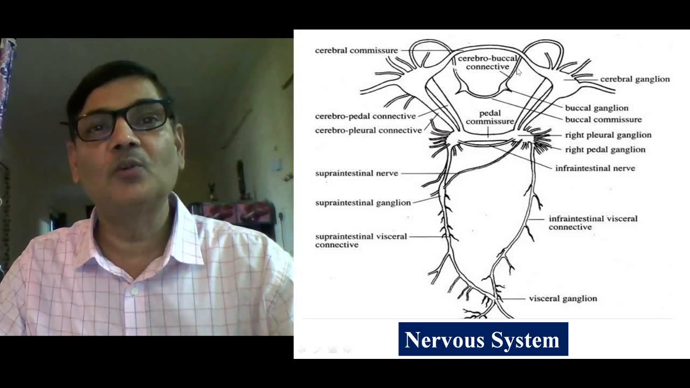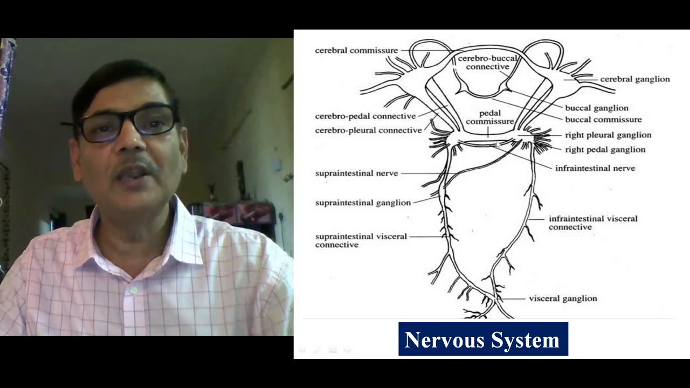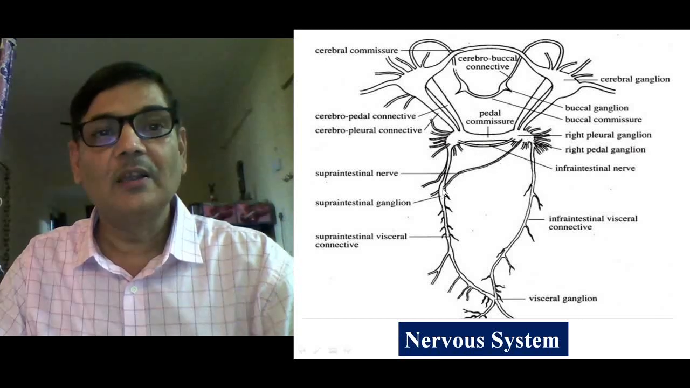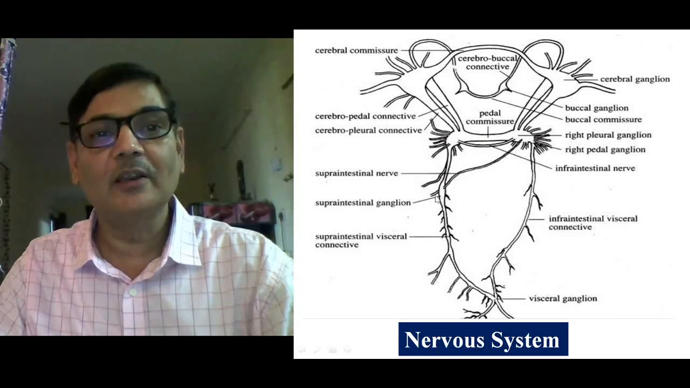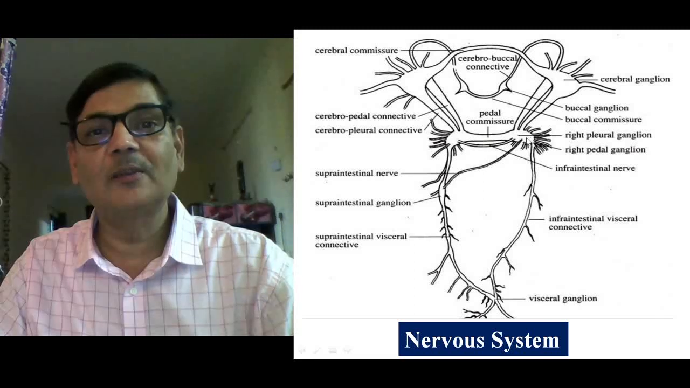This is also a cerebrobuccal connective, but this one is right and this is left. Then see in the posterior side, behind the cerebropleural ganglionic mass, you can see on the left side a small ganglion, that is the supraintestinal ganglion, which is situated after this osphradium and is connected with the right side of the pleuropedal and infraintestinal. Actually, there is another small ganglion, that is the infraintestinal ganglion, which is fused with the right side of the pleuropedal.